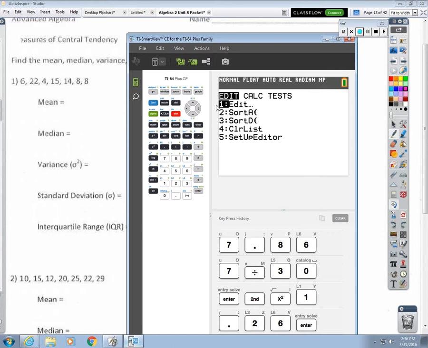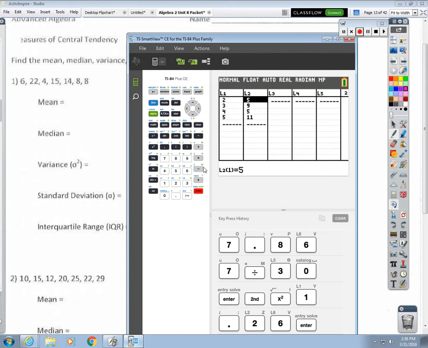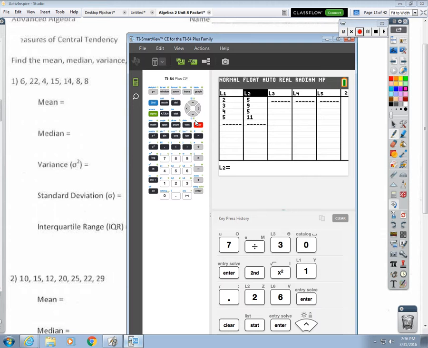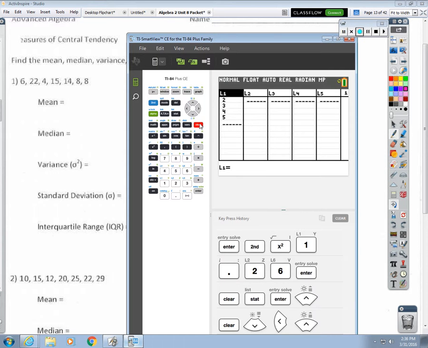Stat, edit. Okay, now, if you're wanting to know how to clear your previous data quickly, everybody look at the board. Go up, highlight L2, hit clear. When you go back down, it's gone. Go up, highlight L1, hit clear. When you go back down, it's gone.